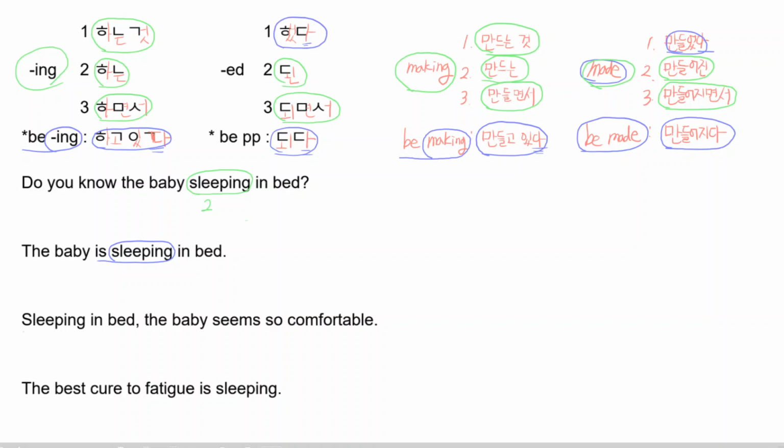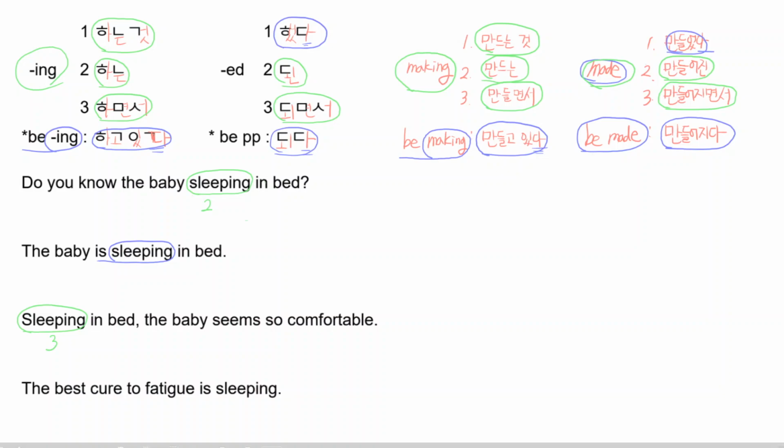The next one, we have sleeping in bed. As I said earlier, ing is always in green. So it could mean one of the three things here. But which one? Try all of them. If we try the first one, sleeping in bed, 침대에서 자는 것, 아이는 편안해 보인다. If we try the second one, 침대에서 자는 아기는 편안해 보인다. If we try the third one, 침대에서 자면서 아기는 편안해 보인다. Yes, it's the third one that's correct.